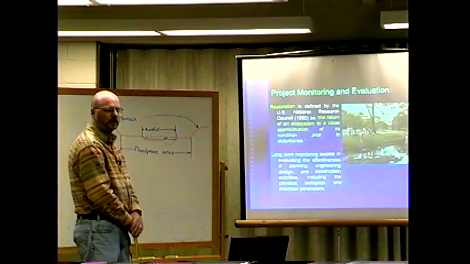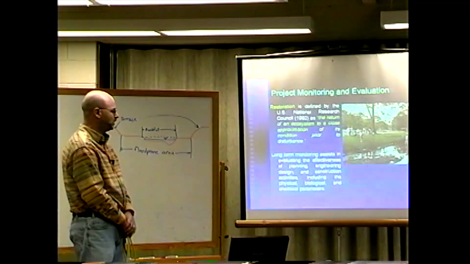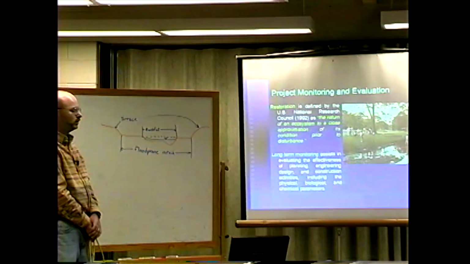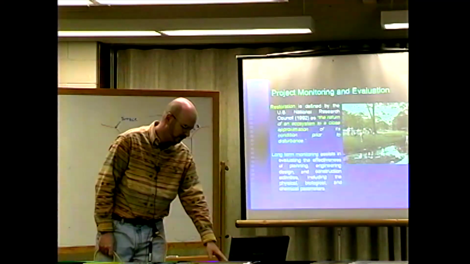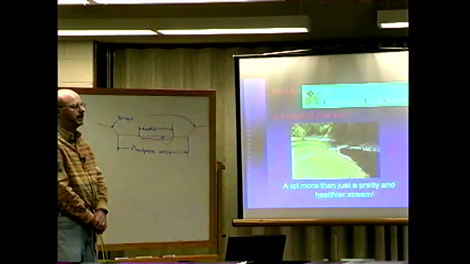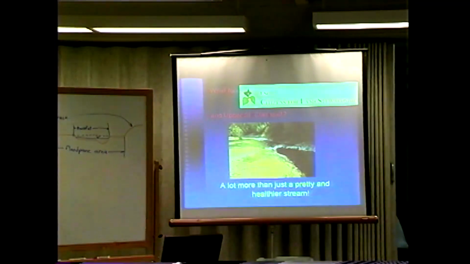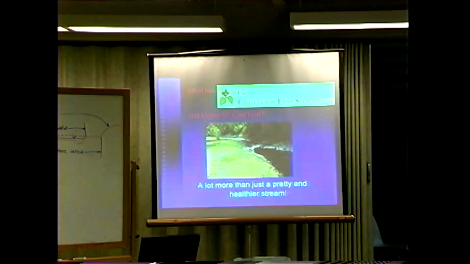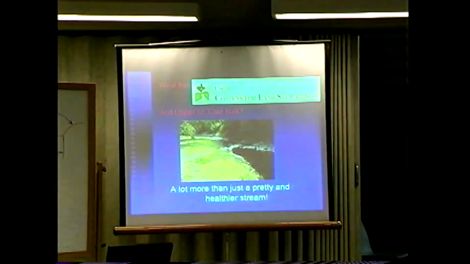But we're not just sampling for the physical constraints, we're also sampling the macroinvertebrates, the biological side, and we're also sampling water chemistry to look at water quality parameters in as many different ways we can. And finally, I just wanted to add this slide in. What has Upper St. Clair and CLS built? It's a lot more than just a pretty and healthier stream.